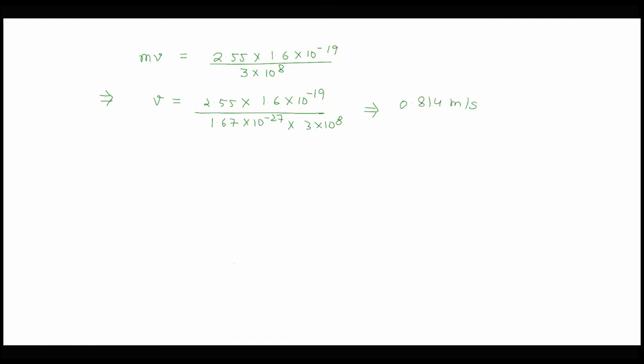So I can explain it in this way: initially the hydrogen atom was at rest. Now post this, the hydrogen atom will start moving in this direction, and the photon will be emitted in this direction, such that the momentum is conserved between the hydrogen atom and the emitted photon.